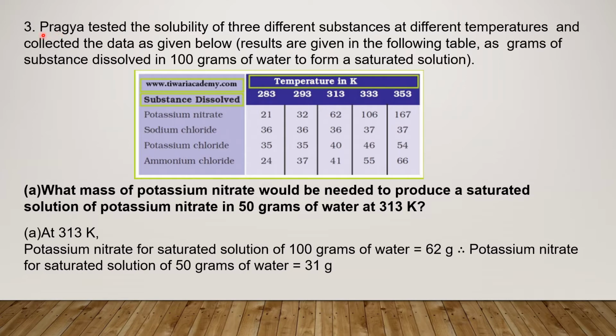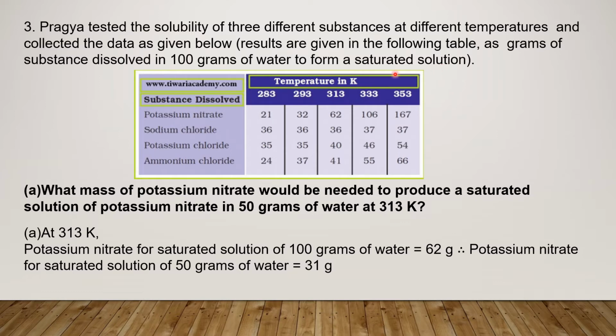Third question is, Pragya tested the solubility of 3 different substances at different temperatures and collected the data as given below. Results are given in the following table as grams of substances dissolved in 100 grams of water to form a saturated solution. Okay, so you can see one table also in your textbook. It is very clear. So just open your textbook and see. So in the table, the substances are dissolved in 100 grams of water. Okay, so that is important. 100 grams of water and to form saturated solution.